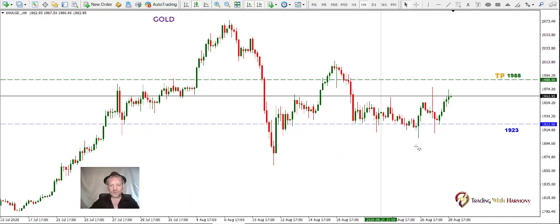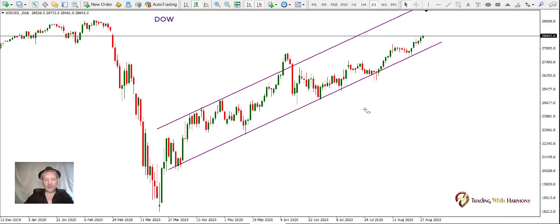So last week we finished at this point here, and what I was talking about was looking for price to come down into this structural level, being the 1923, and to come up and hit our TP. So it has made a good attempt. So for this week then, I'm looking for price to come back down into this level here, and then we're looking for price to move back up north, being the take profit at 1988 in the gold.